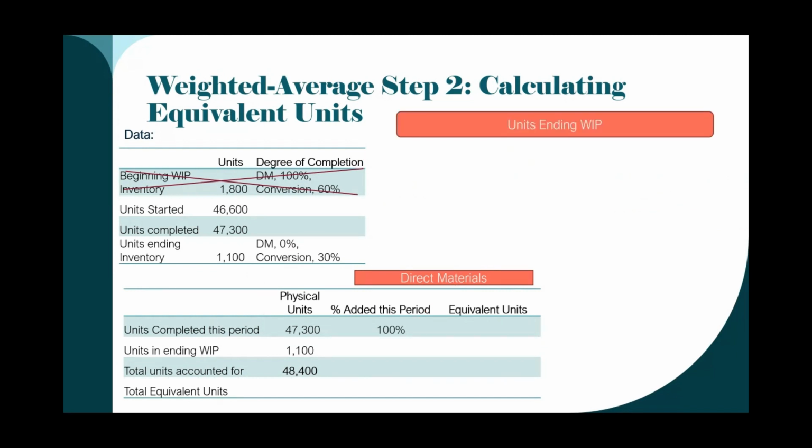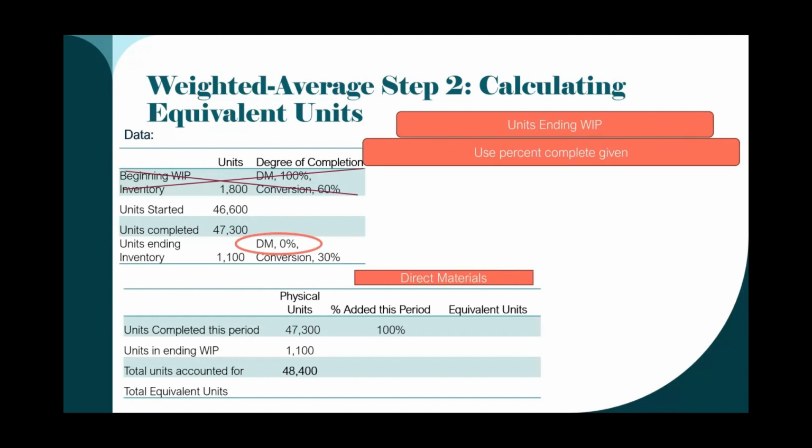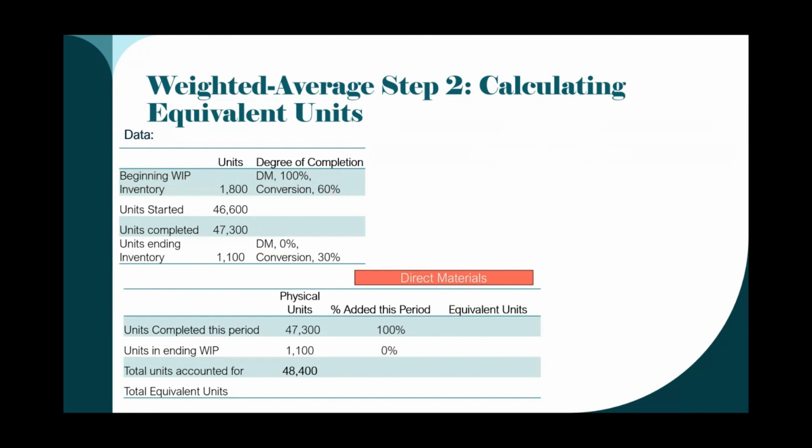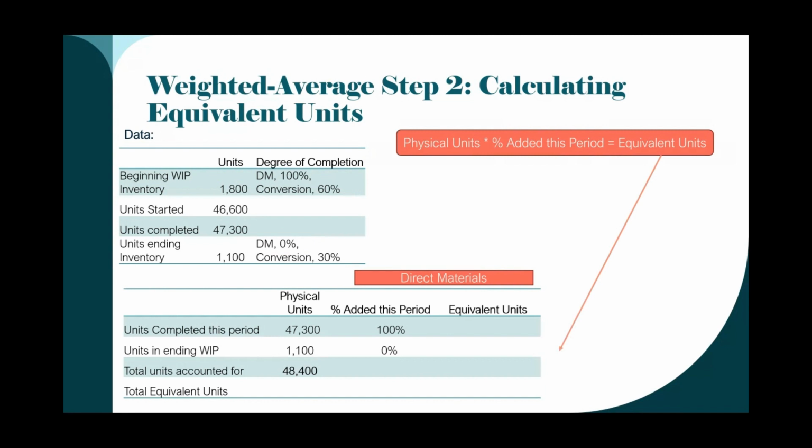Now, for our units in ending work in process, we need to look at the data that was given. And that data tells us that they are 0% complete with regards to materials. No materials have been added to these units in process so far. We're going to go ahead and put 0 in our table. And now to calculate the equivalent units, we're going to take the physical units times that percent added, and that gives us the equivalent units. And when we multiply that out, we see that our equivalent units for direct materials is 47,300.